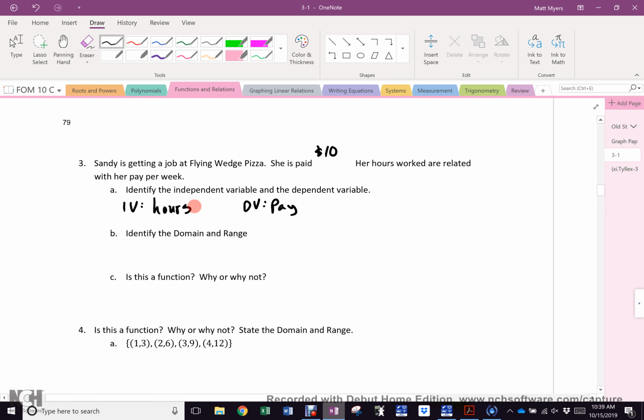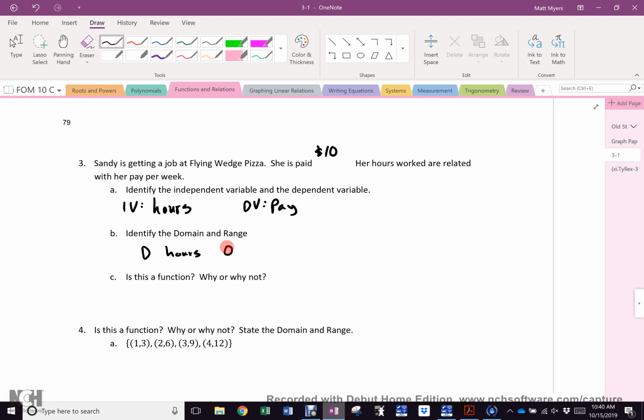Which of those is the set that would be domain? Hours or pay? Hours is domain. So our domain is hours. Right? And now we've got to identify what it is. What's the least amount of hours you could work in a day? 0. Right? Oh, it's pay per week. Sorry. What's the least amount of hours you could work in a week? 0.